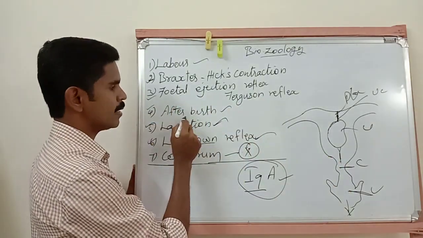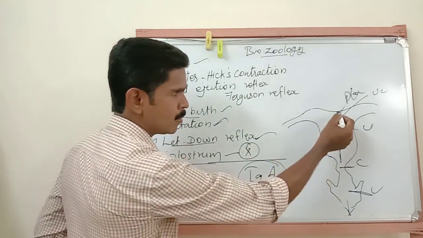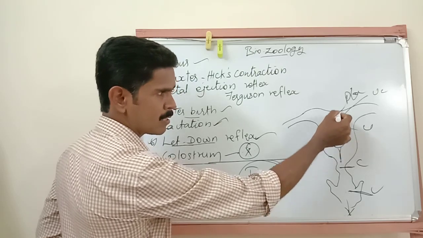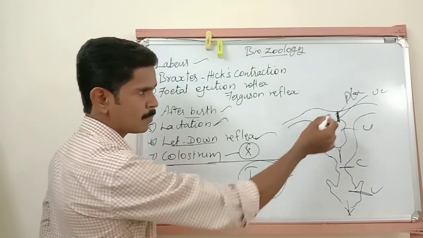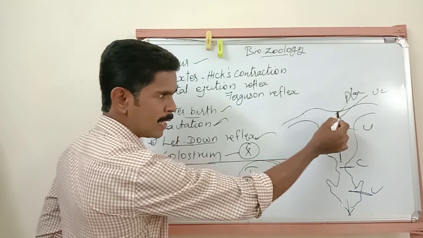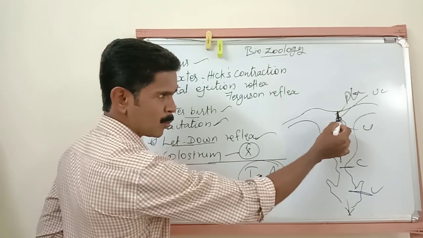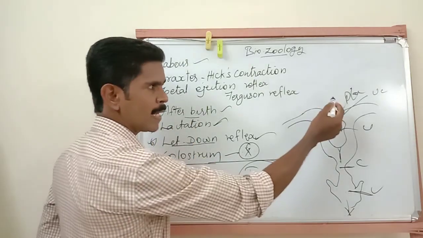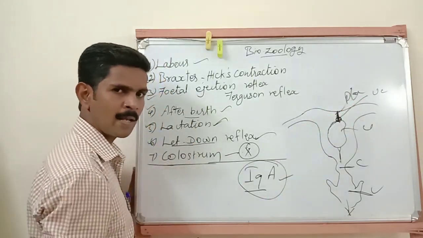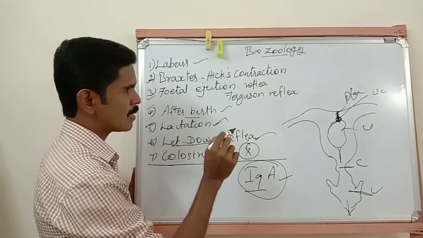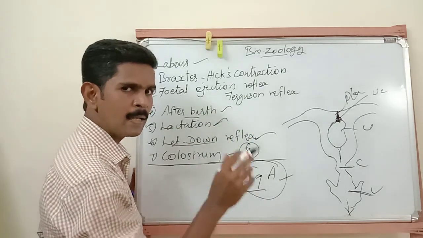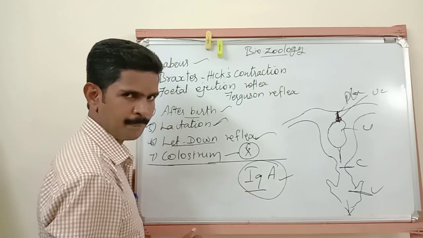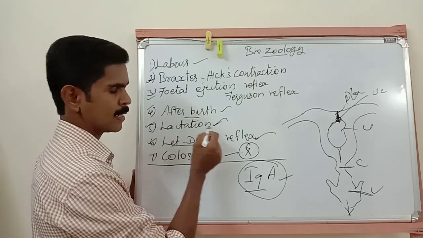Then the next question, afterbirth. Already I told you this tube-like structure is called the placenta. This placenta connects the fetus with the uterus of the mother. At the end of this placenta, this portion is called the umbilical cord. Afterbirth means the placenta along with the umbilical cord, because both come outside along with the baby at the time of delivery. Understand? Then the next one is lactation.